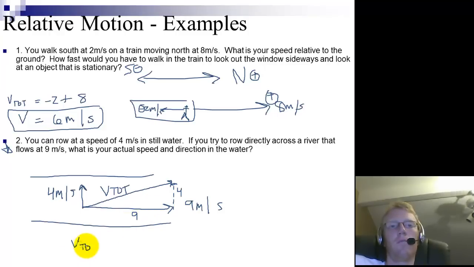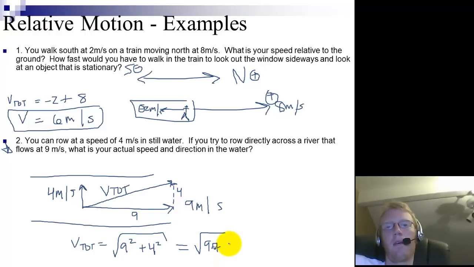So v total, by the Pythagorean theorem, is going to be 9 squared plus 4 squared. Square each base, add them together, and then take the square root. So 81 plus 16 is 97, so you get the square root of 97 meters per second. So you're looking at roughly 10 meters per second. So you're going a little bit faster. Obviously, the hypotenuse is always longer than either of the two legs.